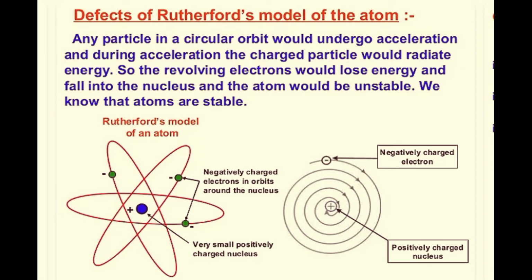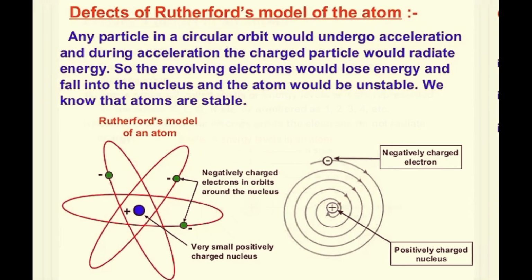Defects of Rutherford's model of the atom. Any particle in a circular orbit would undergo acceleration, and during acceleration the charged particle would radiate energy, so the revolving electron would lose energy and fall into the nucleus, and the atom would be unstable. But we know that atoms are stable. This is the Rutherford atom model.